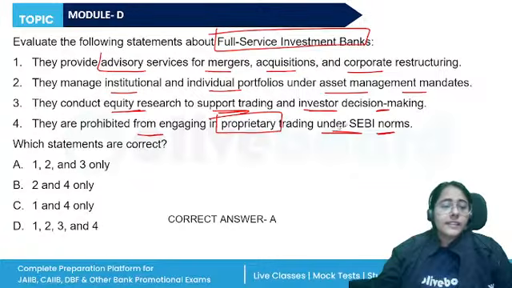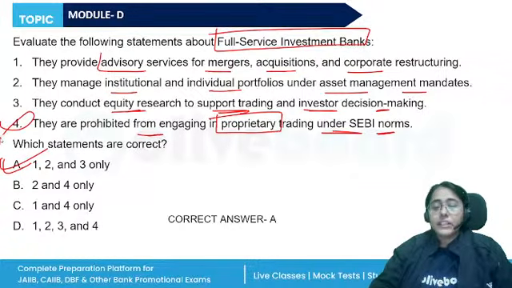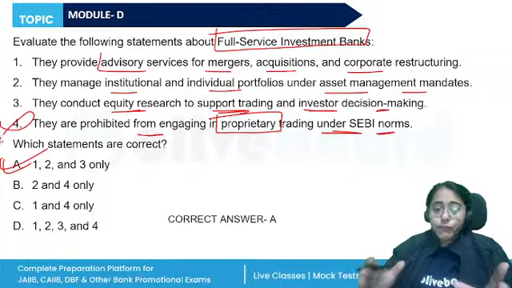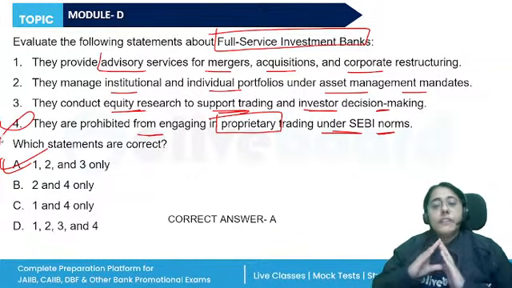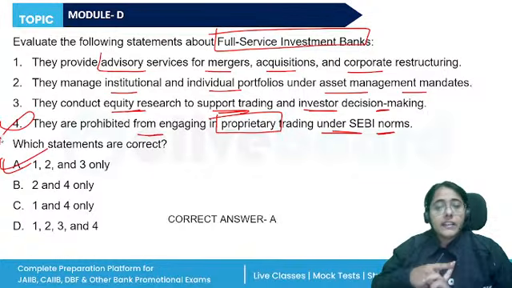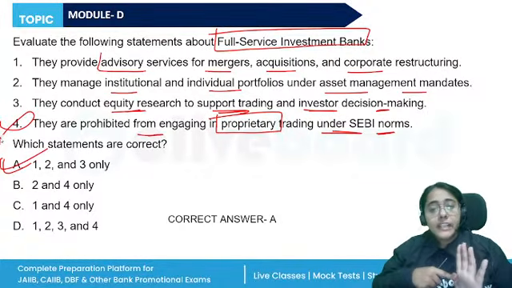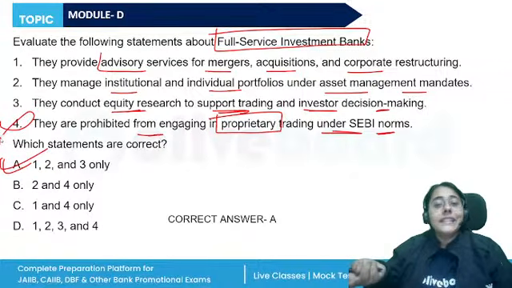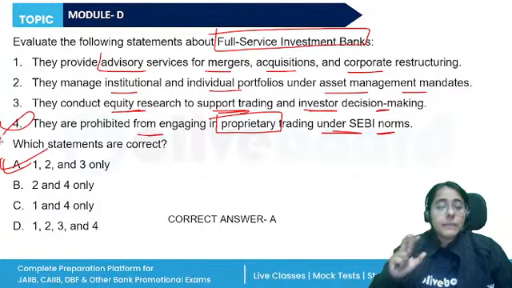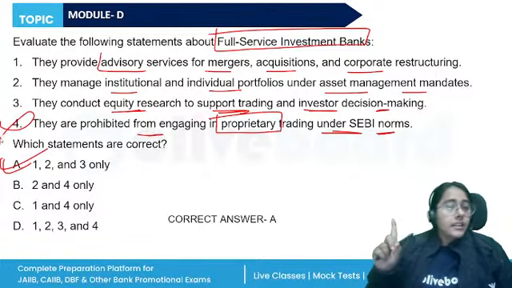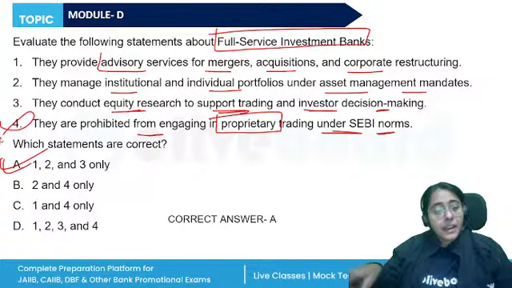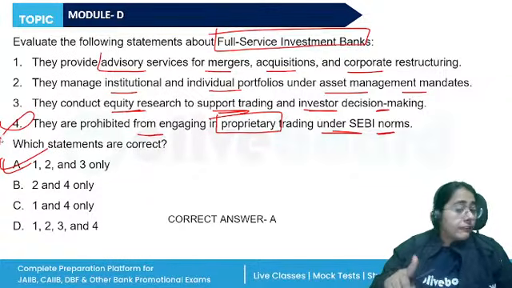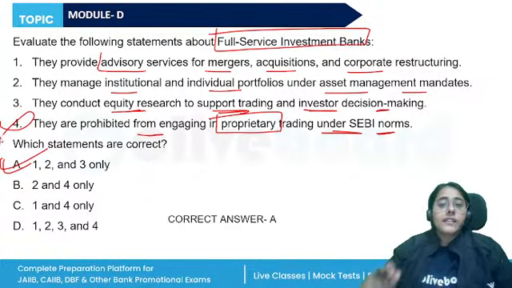Yes, the correct answer is A, 1, 2, and 3. They are not prohibited from engaging in proprietary trading, right? So the full service investment bank, they offer a wide range of services: underwriting, mergers and acquisitions, sales and trading, equity research, asset management, commercial banking, retail banking. Investment banking, however, typically covers two key areas: the mergers and acquisition advisory and underwriting only. The full service offers all of these services.